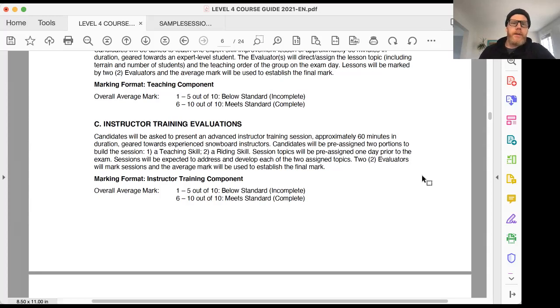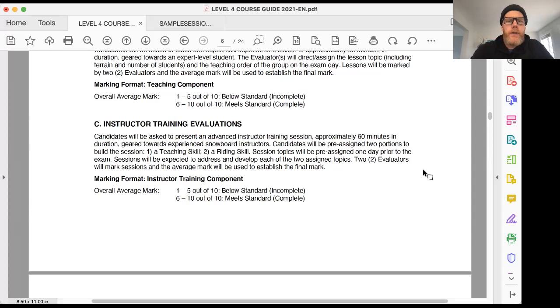This is one of the big outcomes that we're looking for from the instructor training evaluation: that you are improving the group's teaching skills and simultaneously improving their riding skills through the technical info that you choose to show in the session. And then again, just like on the teaching side, 2 evaluators will mark the sessions, and the average mark will be used to establish the final.